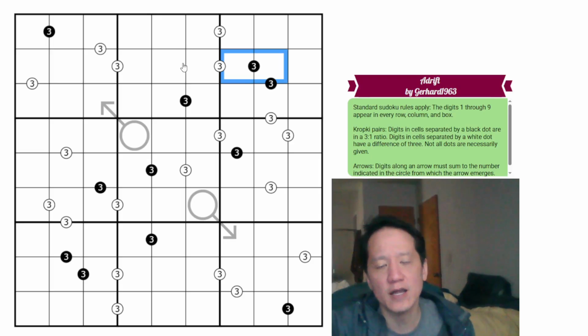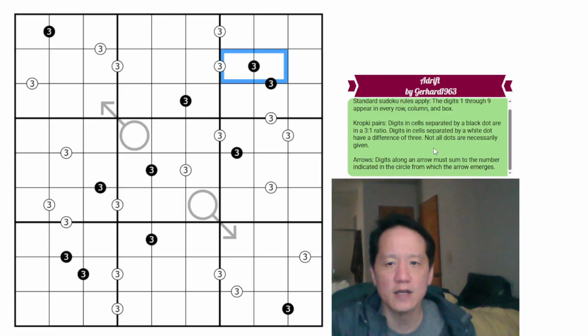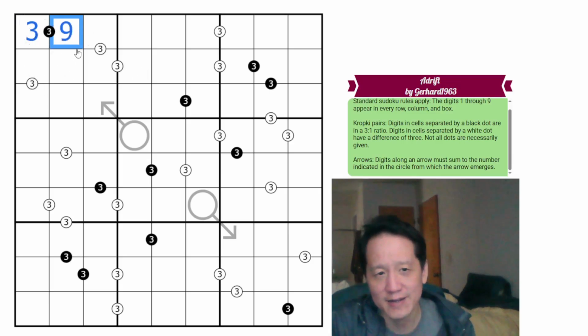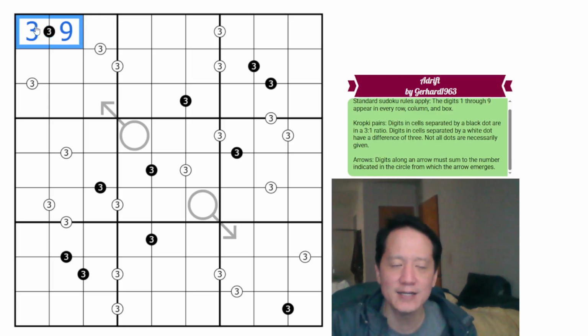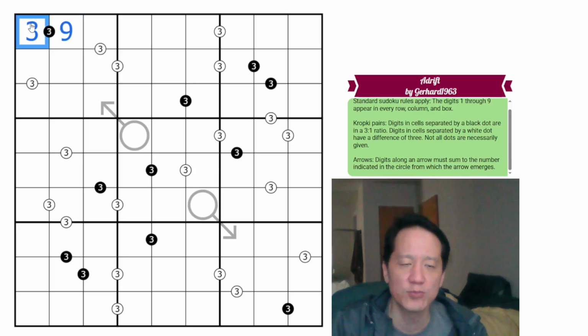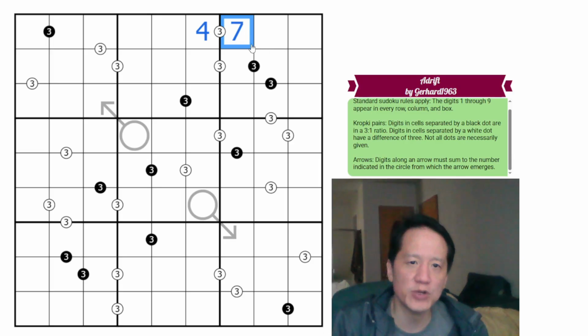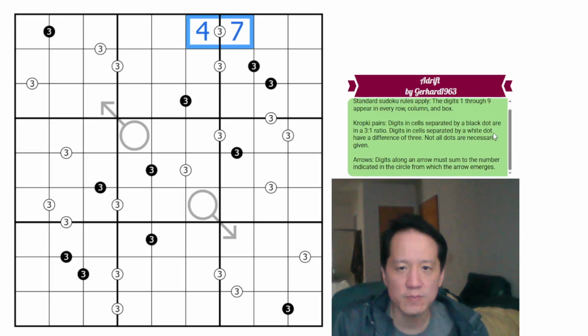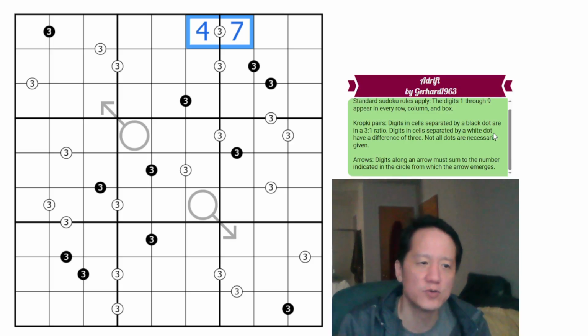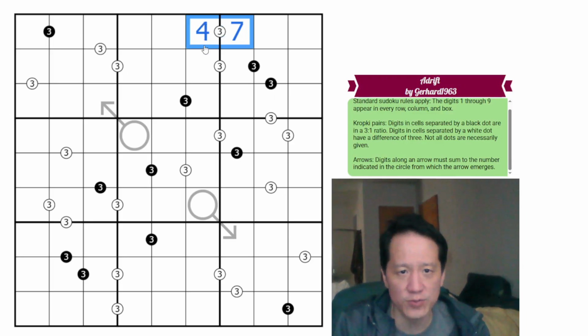Let's finish reading the rules for that. Not all dots are necessarily given. As an example, if this were a 3, this would have to be a 1 or a 9. We would celebrate because we would know it's 1 or 9 in the adjacent cell next to it, since it has to maintain a 3 to 1 ratio with the 3 in this black cropkey dot. Similarly, if this were a 4, this would have to be a 1 or a 7, because the difference between these cells must be 3. And that's how this variant of cropkey pairs works, because it's marked specifically with 3s everywhere.